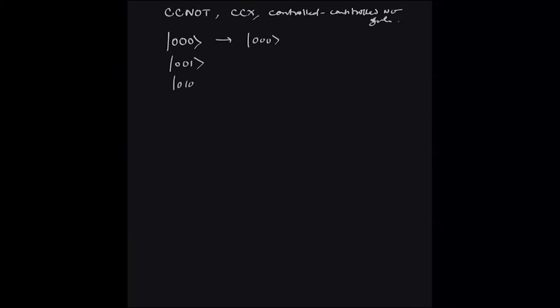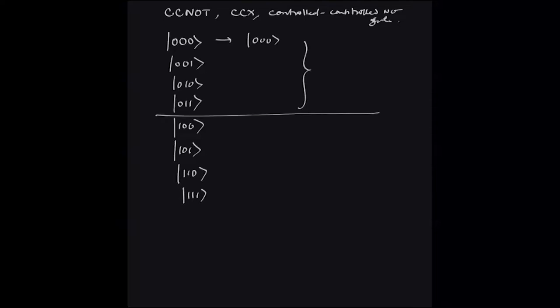Okay, but the interesting thing about this is we can also consider what is called a CCNOT gate or CCX gate or controlled-controlled NOT gate. As you must have already guessed, this is acting on three qubits. So 0, 0, 0 is going to go to 0, 0, 0; 0, 0, 1; 0, 1, 0; 0, 1, 1; 1, 0, 0; 1, 0, 1. So these all will remain unchanged.